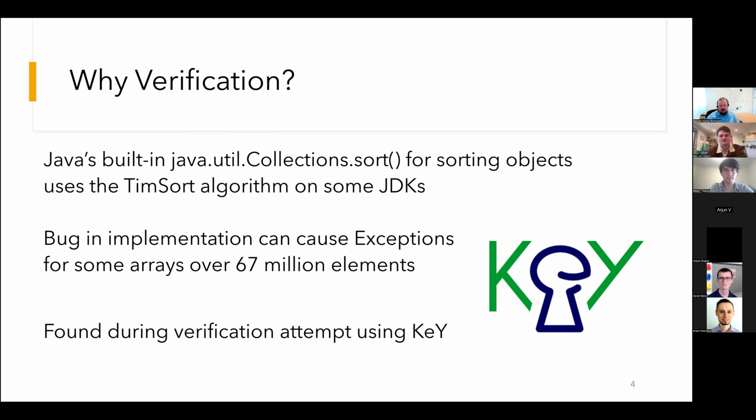And so there were code paths that could lead to this exception. I think 67 million is about the smallest example that was found. And so KeY and software verification was able to go in and show, yeah, look, here's some real code where we've actually found a previously undiscovered bug, and we've been able to develop a suggested alternative that isn't vulnerable to that.